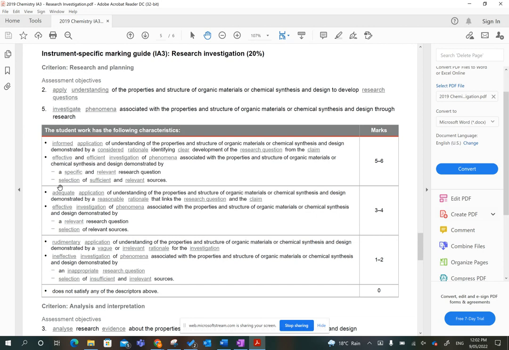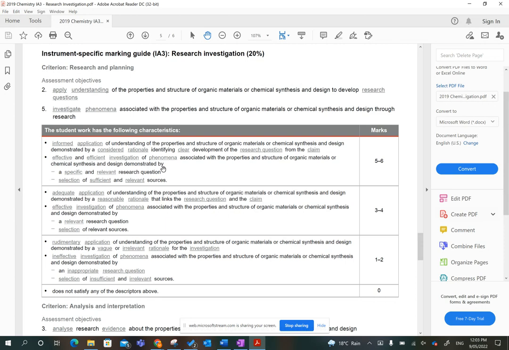And then the last one, a selection of sufficient and relevant sources. I would strongly recommend you have at least 3 sets of data or 3 pieces of information that you are going to analyze. You might have more than that, but I would say that a minimum of 3 will get you the sufficient and hopefully they're relevant to your question sources. Okay, if you can do those 3 things, you'll get a 6.